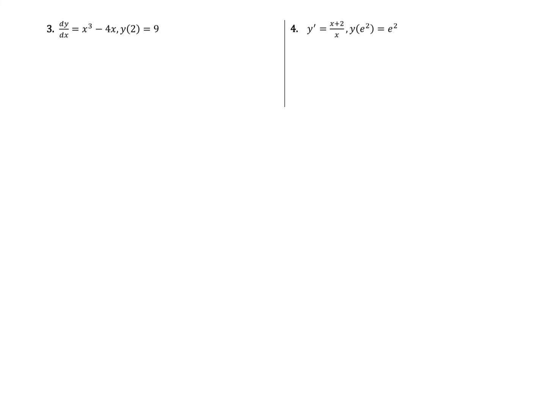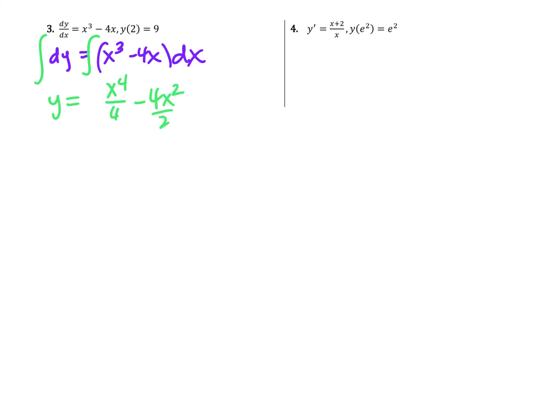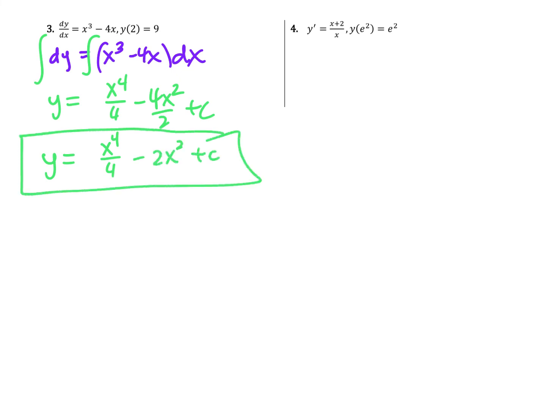The first thing we're going to do on number 3 is separate those variables. So dy is going to equal x to the third minus 4x dx. Then we're going to integrate both sides. So y is going to equal x to the 4th over 4 minus 4x squared over 2 plus c. Or y is going to equal x to the 4th over 4 minus 2x squared plus c.